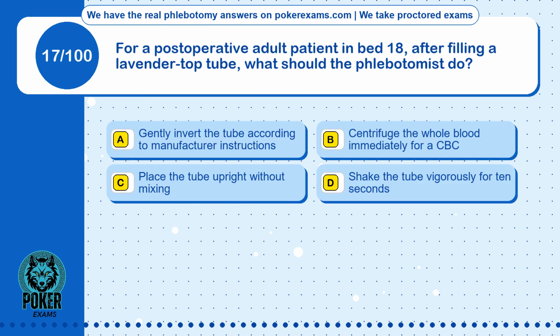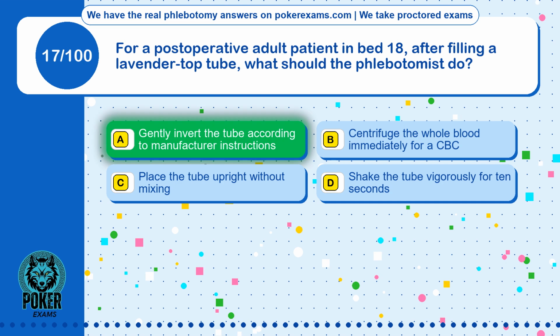Question 17. For a postoperative adult patient in bed 18, after filling a lavender top tube, what should the phlebotomist do? Option A, gently invert the tube according to manufacturer instructions. Option B, centrifuge the whole blood immediately for a CBC. Option C, place the tube upright without mixing. Option D, shake the tube vigorously for 10 seconds.